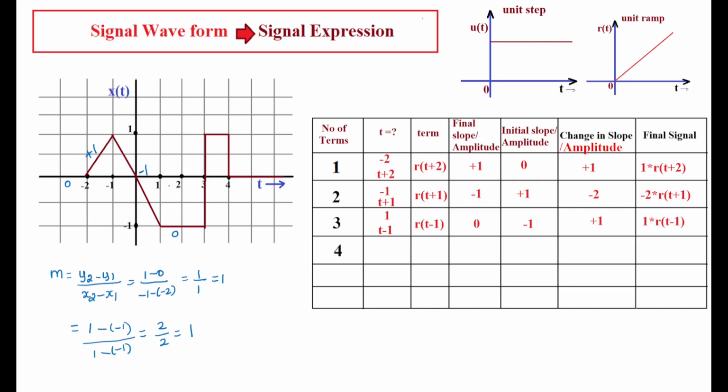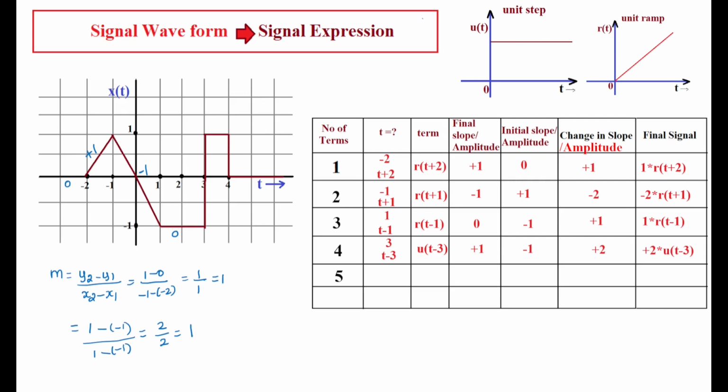And next consider the next point. Here what about 2? Is there any signal change taking place? No. Next go to the point 3. T is equal to 3 or T minus 3. And what is the signal involved here? That is the step signal. The step signal, the amplitude changes from minus 1 to plus 1. So U of T minus 3, and what is the final amplitude? Plus 1. What is the initial amplitude? Minus 1. What is the change in amplitude? That is the final minus initial, 1 minus of minus 1, plus 2. What is the final signal? Plus 2 into U of T minus 3.